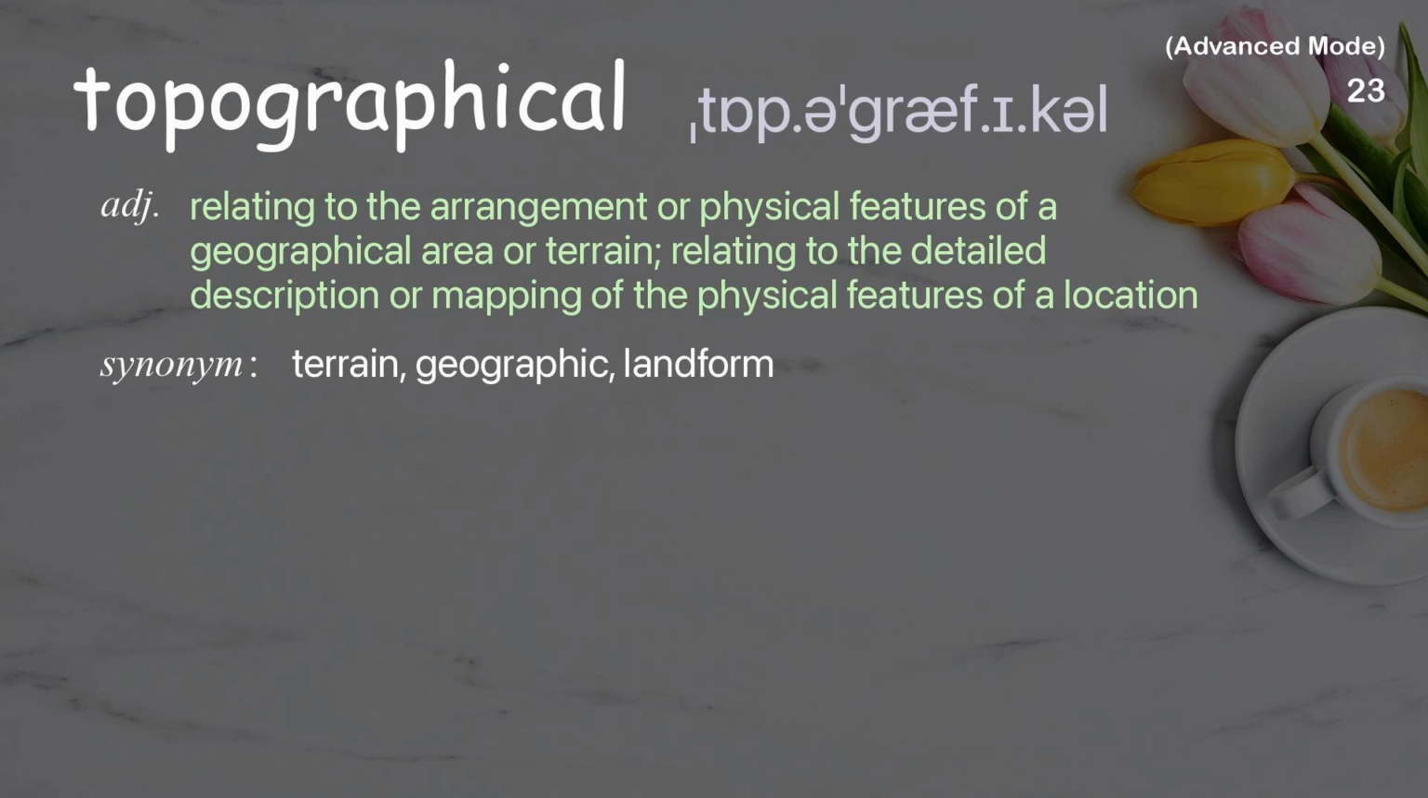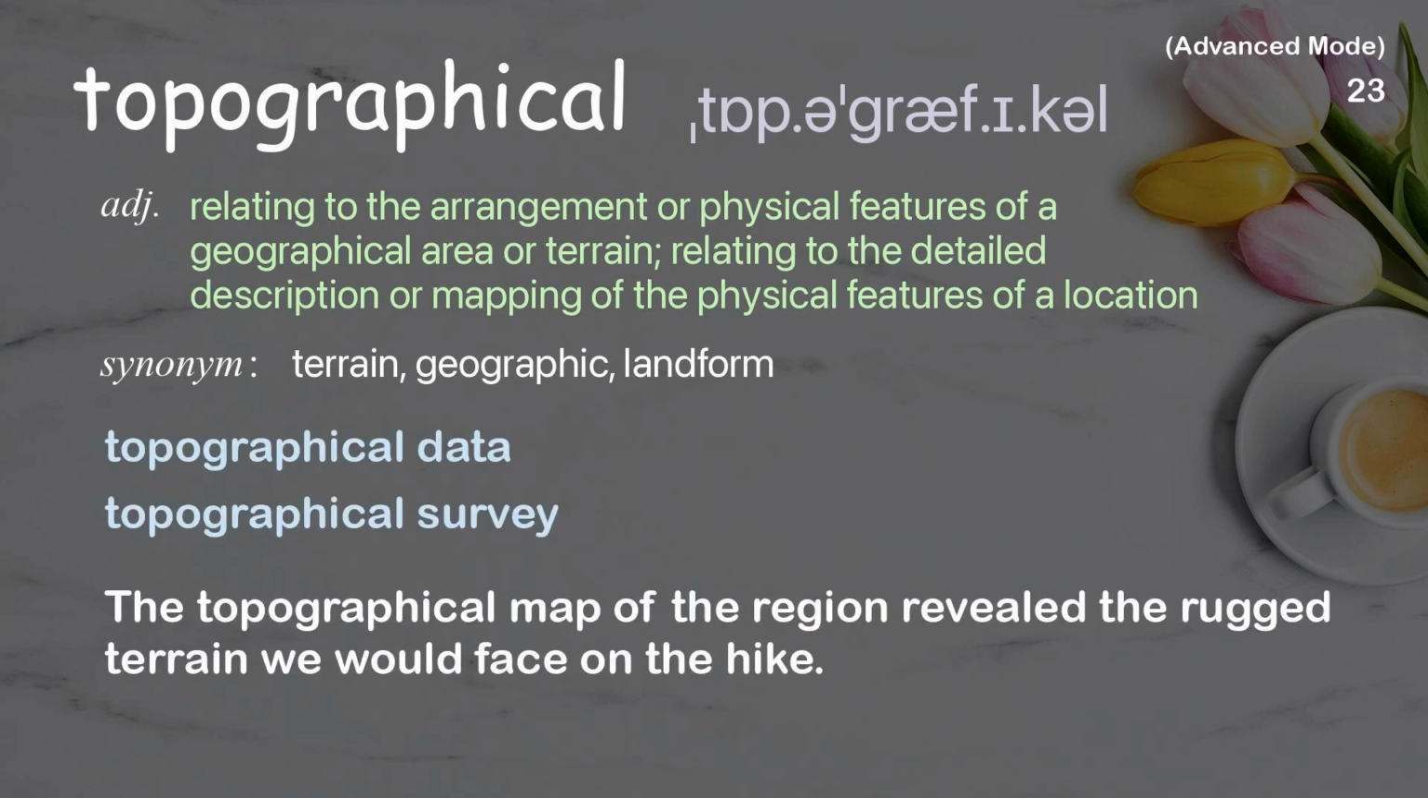Topographical. Relating to the arrangement or physical features of a geographical area or terrain, relating to the detailed description or mapping of the physical features of a location. Examples. Topographical data. Topographical survey. The topographical map of the region revealed the rugged terrain we would face on the hike.